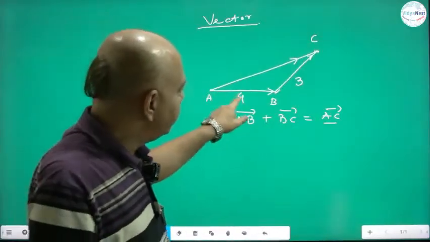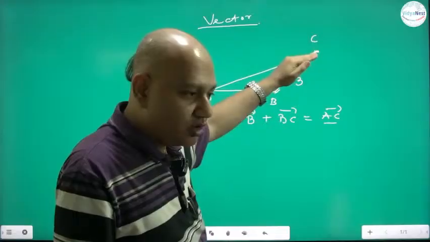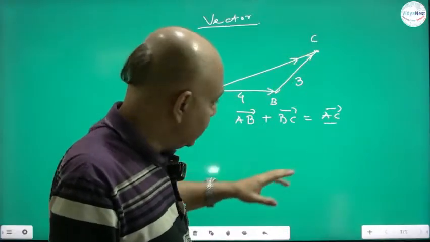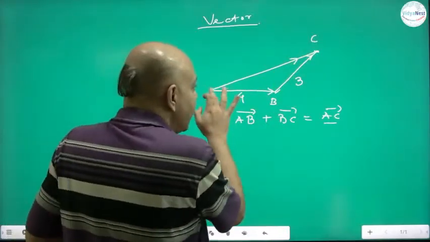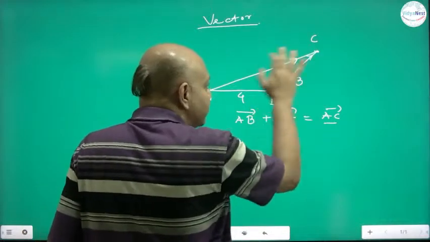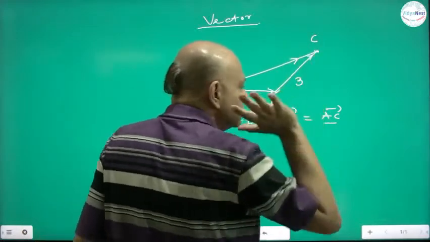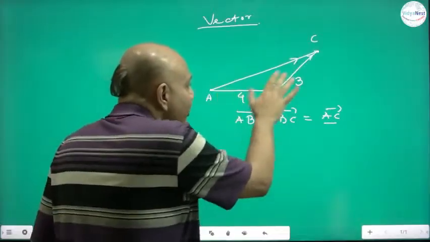It is not that 4 plus 3 is 7. Understanding? But geometrically, AB displacement and BC displacement combining, I am going to get AC. It is not only the magnitude addition.